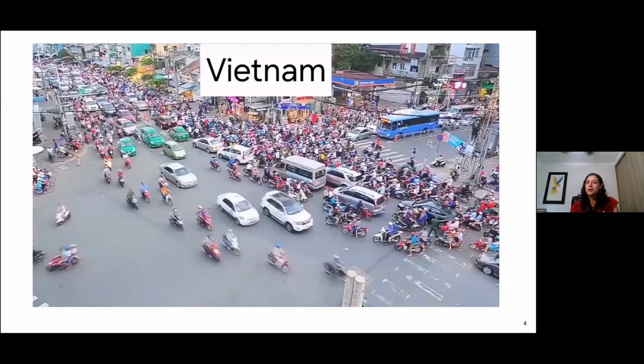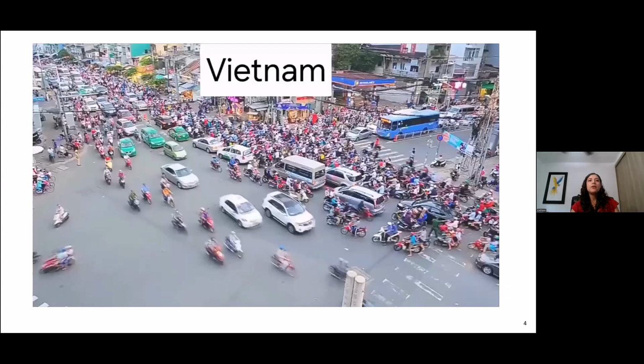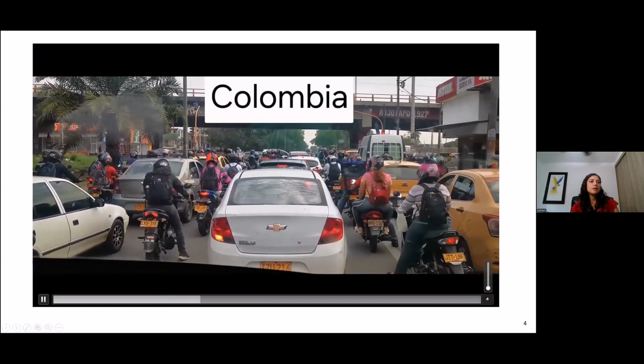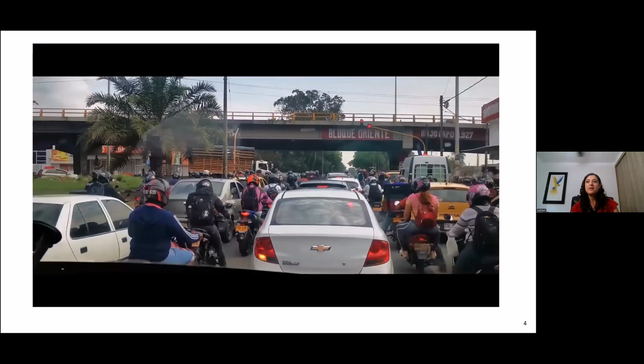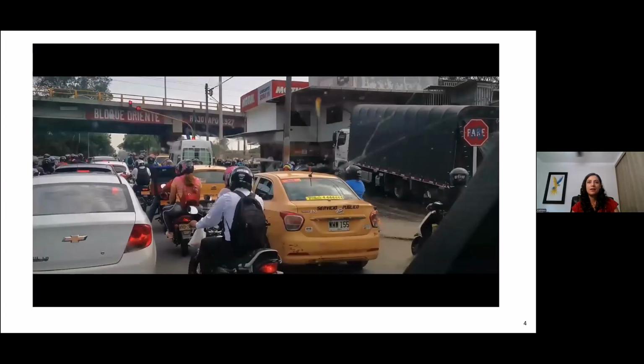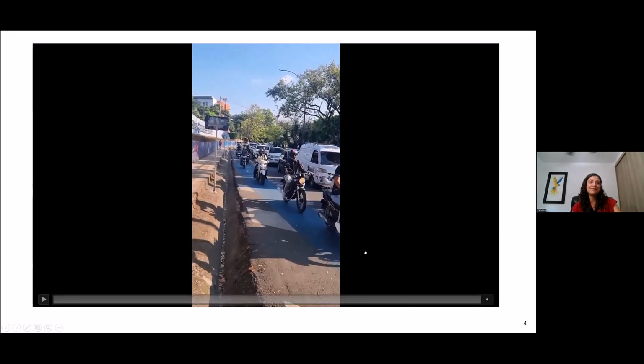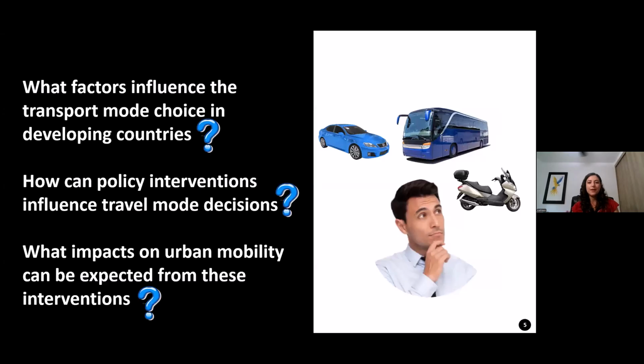If you're not familiar with it, let me show you this video. This is my neighborhood. What do these places have in common? There is hectic traffic, chaos, and many motorcycles. As you can see, this is a very crazy condition of mobility in these places.